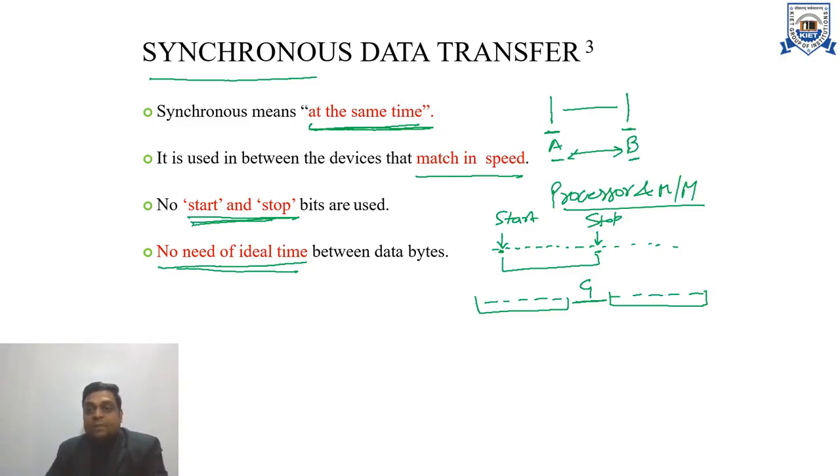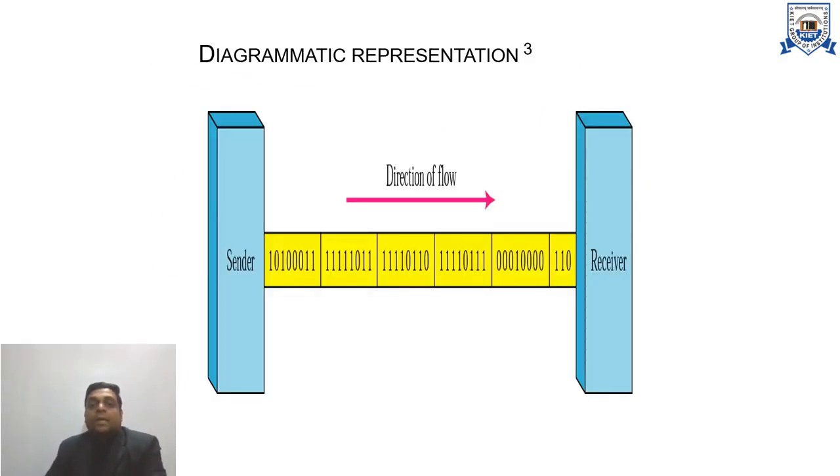Clear? We'll see this with an example. Here is a sender, here a receiver. The sender is sending bit by bit, converting them into a block or byte. It can be called a block, it can be called a byte. Eight bits are together and being sent. These 3 bits show that the other 5 bits of this byte have already been received by the receiver. Okay.